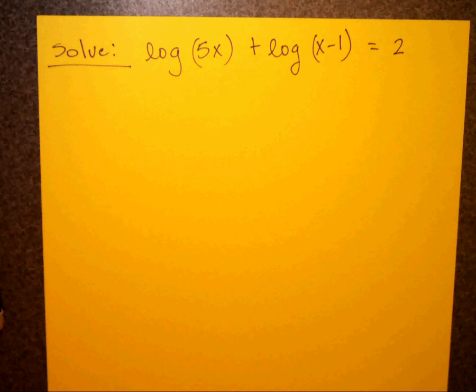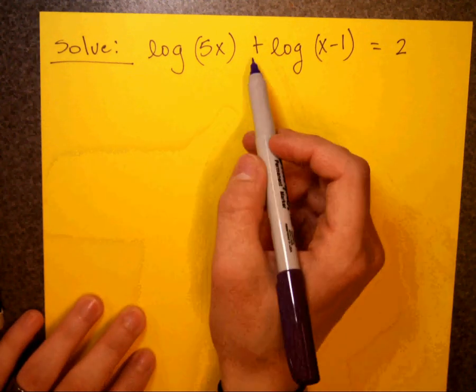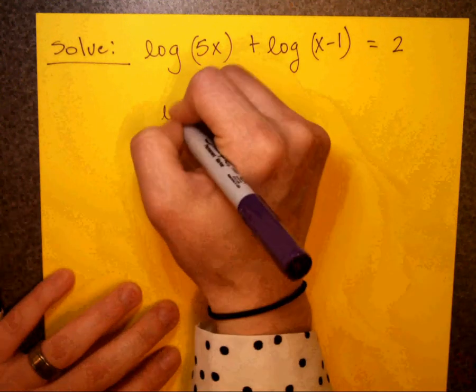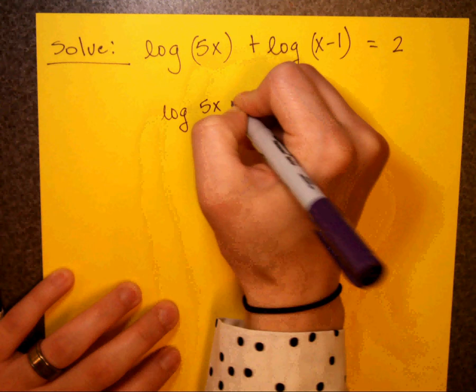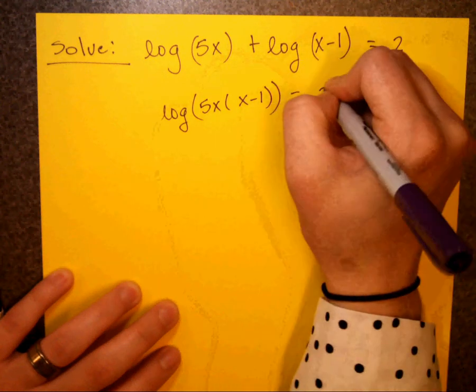So they do have the same base, so I can use the product property. If I'm adding on the outside, I can rewrite this as multiplication on the inside. So I get log of 5x times x minus 1 is equal to 2.